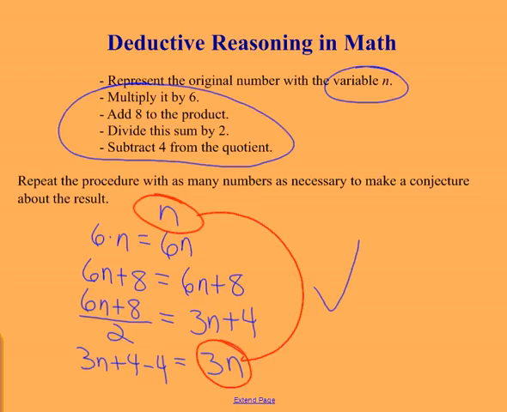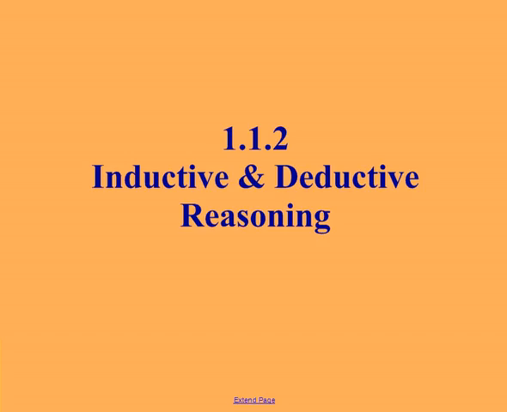This is actually the beauty of algebra. Algebra uses deductive reasoning because the theorems of algebra or the conclusions of algebra are based on facts. And as you can see, in one problem with deductive reasoning, we are 100% sure that this process will result in a number 3 times the original number. That's why algebra is so important. This concludes section 1.1 on inductive and deductive reasoning.